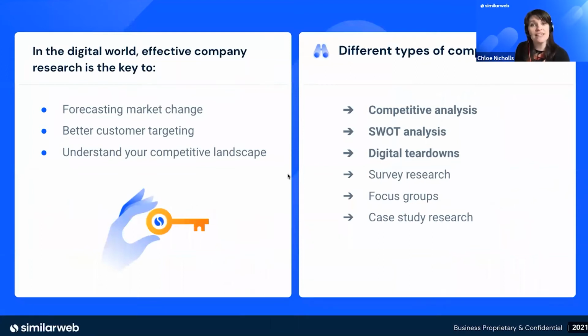And in the digital world, the key to effectively understanding your company performance is to understand your position in the digital world, so you can make better decisions and forecast market changes, improve your audience reach, and understand your competitive landscape. And there's different ways that you can conduct research on your company. And today's session will focus on the first three: competitive analysis, SWOT analysis, and digital teardowns. But there are many other methods, such as conducting surveys with your customers, or focus groups, or even case study research, which all contribute to a holistic SWOT analysis strategy.